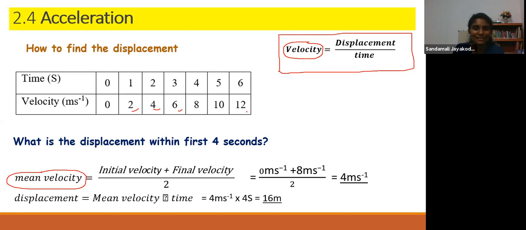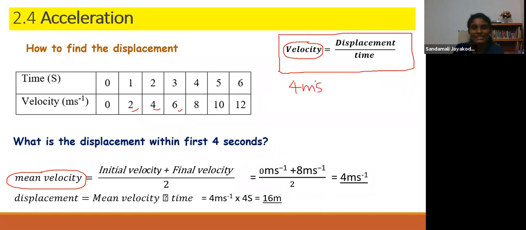From 0 to 12, we have different values. So what should we do to find the mean velocity here in this acceleration? Again, initial velocity plus final velocity divided by 2. We have to add initial velocity and final velocity together and divide by 2. So then we get a mean value. That is the normal velocity, the in-between value of 0 and 12. So now we have 4 meters per second.